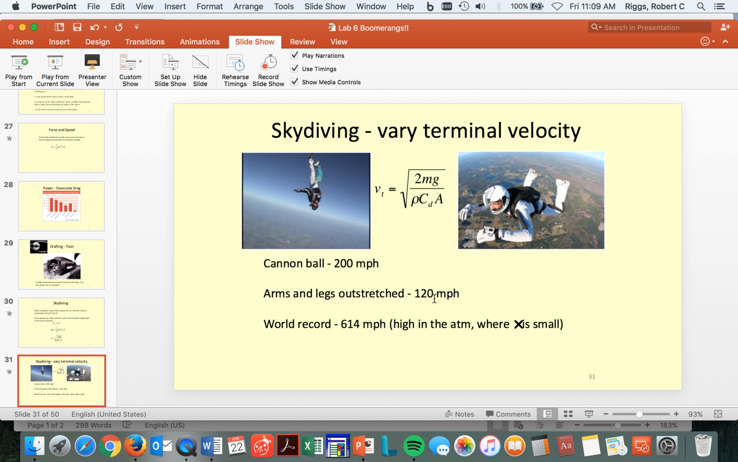Arms outstretched, 120 miles an hour. Why? Because the area is bigger. World record, 614 miles per hour, I think.